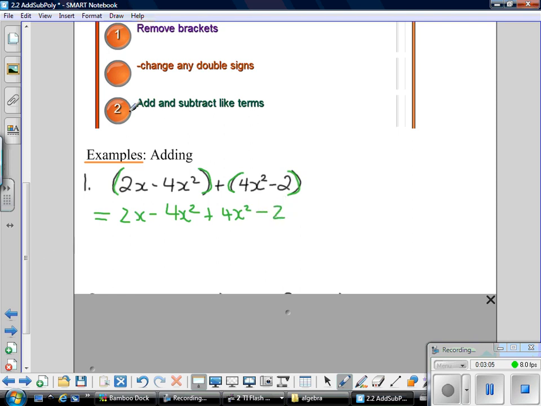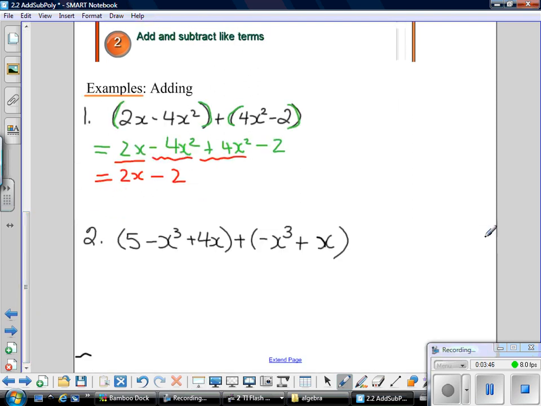So now I'm at step 2, add and subtract like terms. So again, I go through and I find them. So I have a 2x, and I have no other x terms, so I have a 2x. And then I look to see the next one I have is an x squared term, and I have another x squared term, so I actually have 0 x squared, so I'm not going to write that down because I'm just going to have to get rid of it. And finally, I'm left with a negative 2. So when I'm adding a polynomial, in most cases, I will have another polynomial left over.